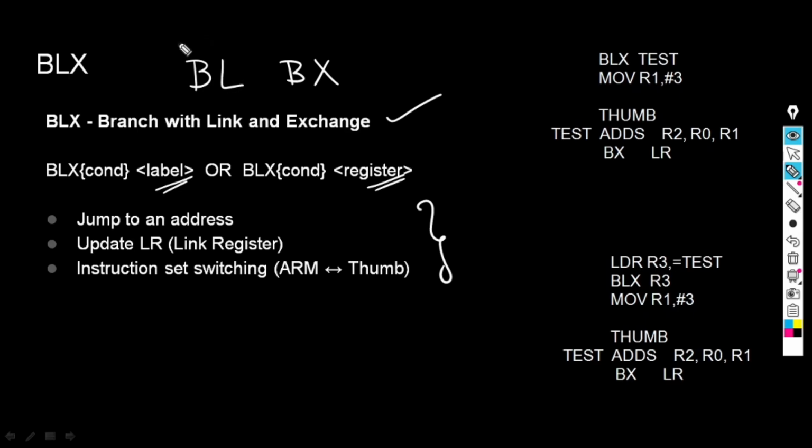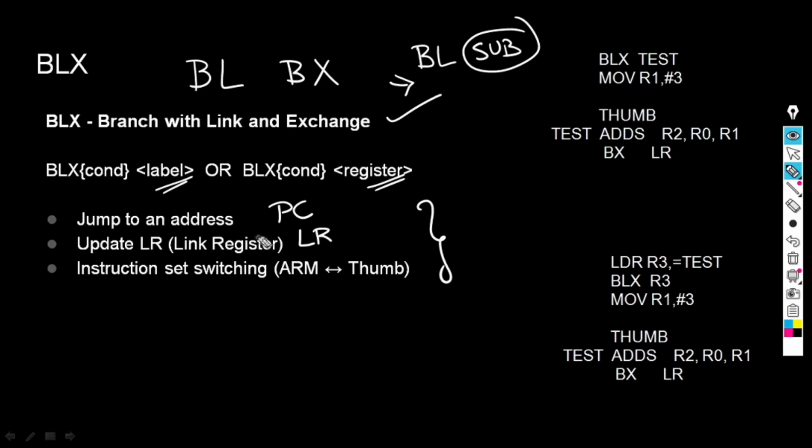What happens in case of BL? We use BL in order to call a particular subroutine, correct? When you write BL followed by the name of a subroutine, what will happen? Control jumps there, and along with that the link register is also updated. What do we mean by control jumping there? PC is updated with the address of that subroutine. And what happens to the link register? The link register points to the very next instruction which is written after this BL instruction.